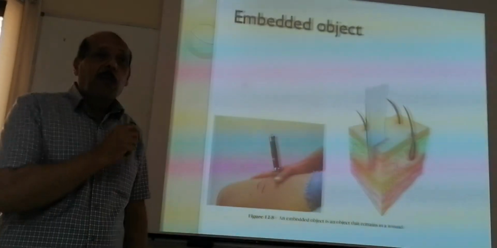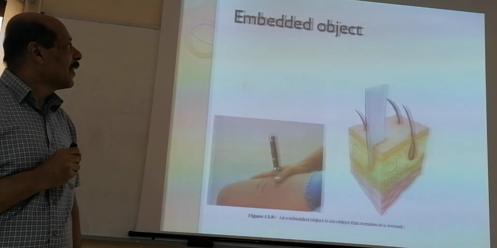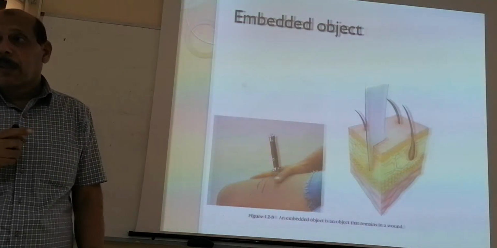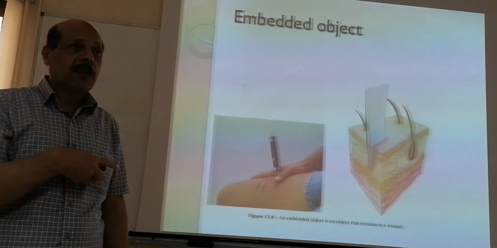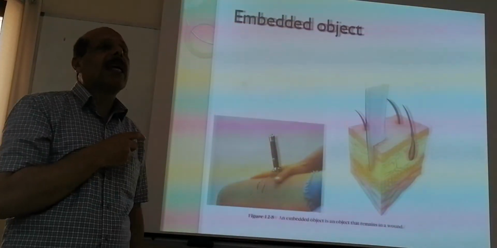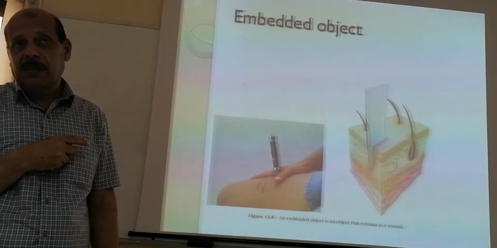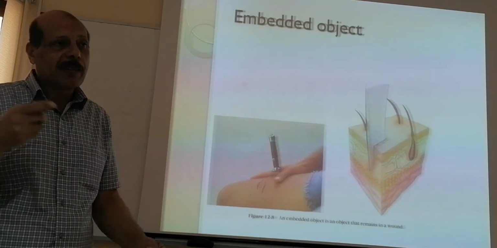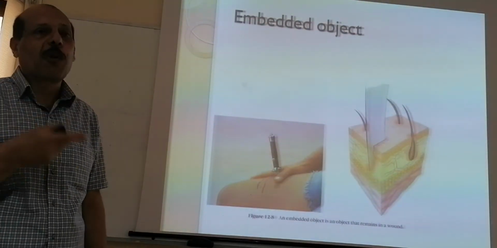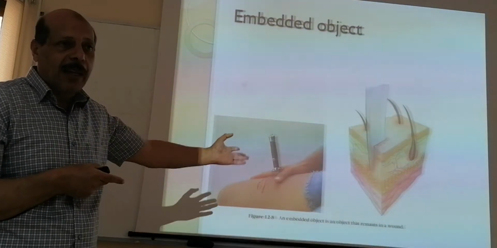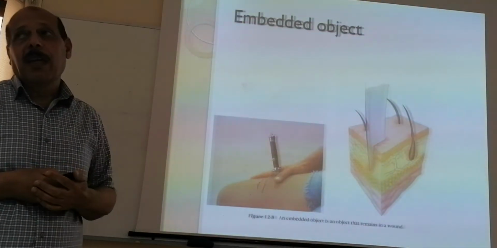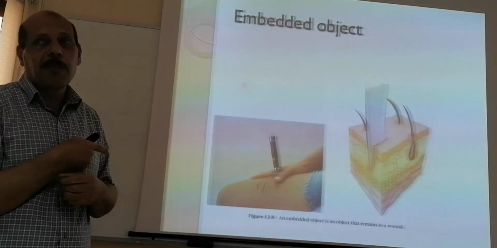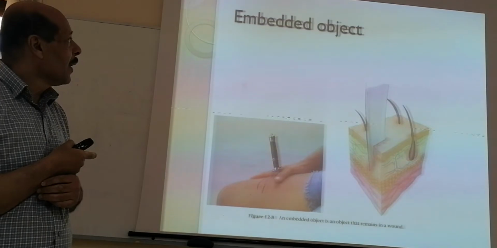From the wounds, we have what we call the embedded object. Embedded object means that a sharp instrument is embedded in the body parts. It can be anywhere. It might be a stick, it might be a branch from a tree, it might be a knife. So any instrument, if it is embedded inside the body.